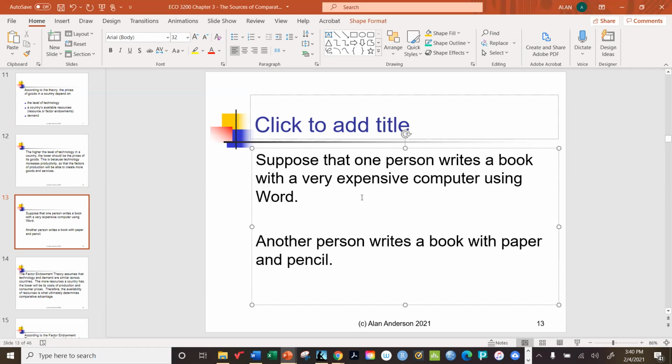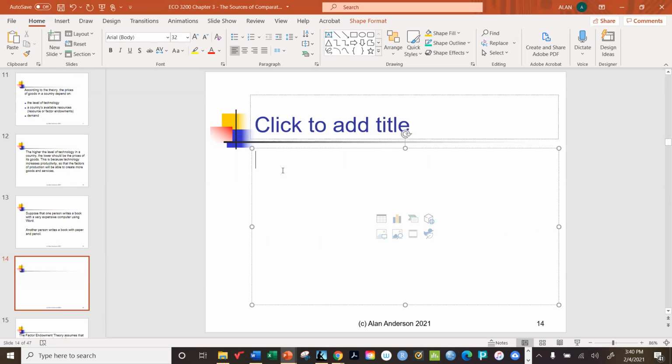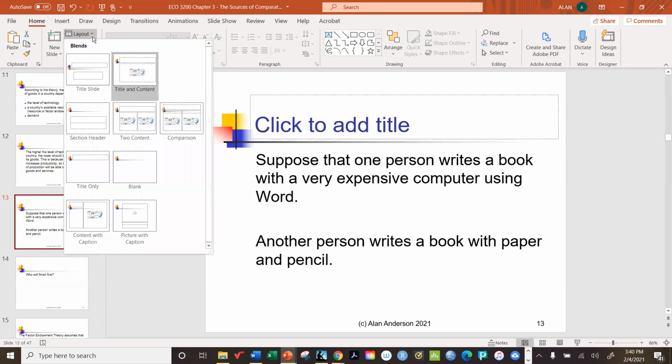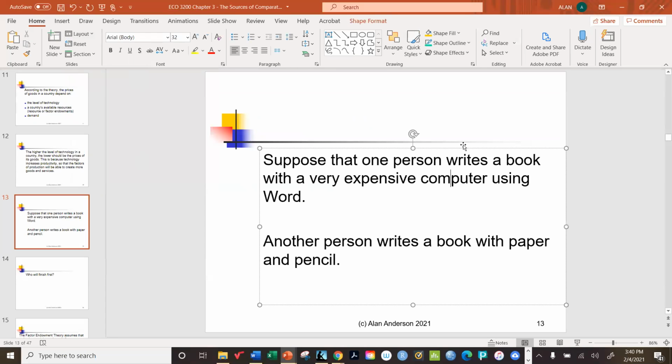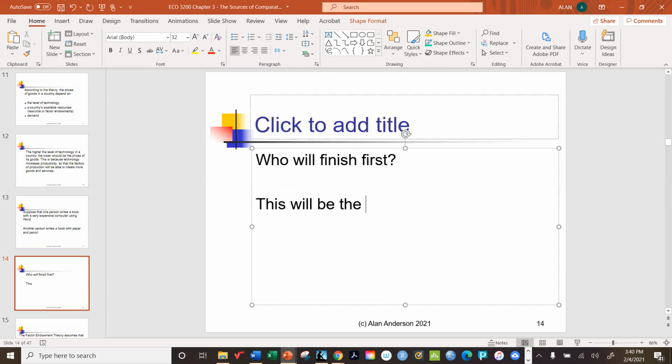The second is not. So the question is, of course, and this is a pretty obvious one, who will finish first? Well, obviously, the person who's using the technology will be able to produce their book a lot quicker because it doesn't take as long to write with a computer than it does to write by hand. So this will be the author who uses Word on a computer.